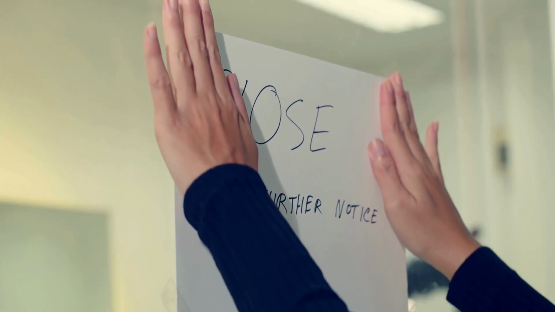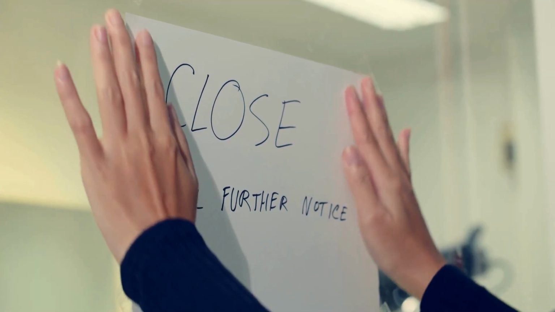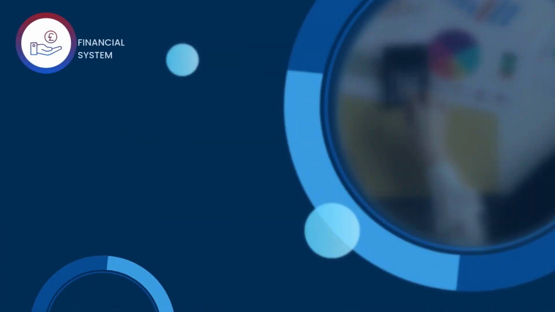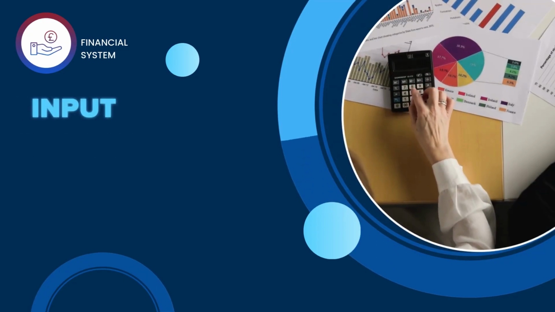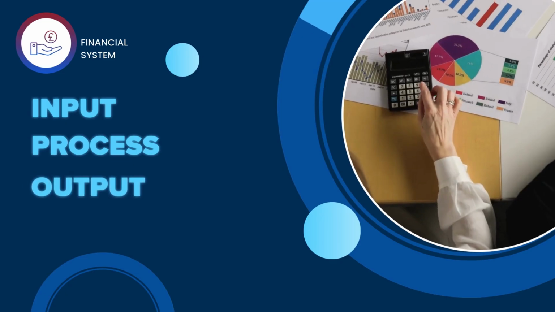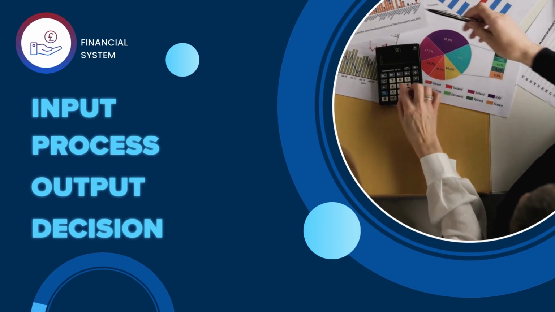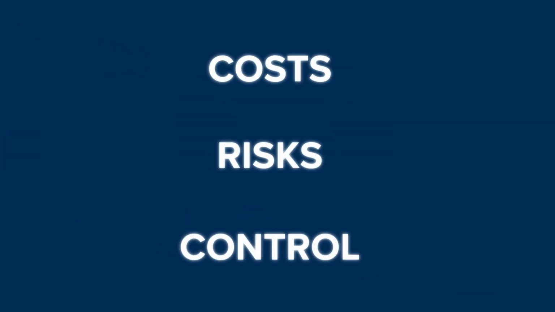Most UK businesses struggle with profit, not because of effort, but because of structure. In this video, I'll explain UK business models properly, not as a buzzword, but as a financial system, using input, process, output, and decision. Because once you understand your model, you understand your costs, your risks, and your control.